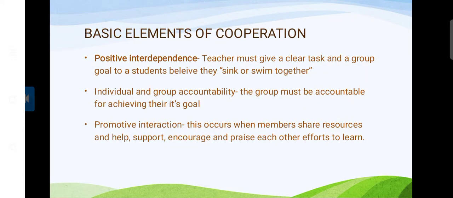Okay, so let's move on to the basic elements of cooperation. First, we have positive interdependence. Positive interdependence means the teacher must give a clear task and group goal so students believe they sink or swim together. Next, we have individual and group accountability, meaning the group must be accountable for achieving its goal. Next, we have promotive interaction. Promotive interaction occurs when members share resources and help, support, encourage, and praise each other's efforts to learn.